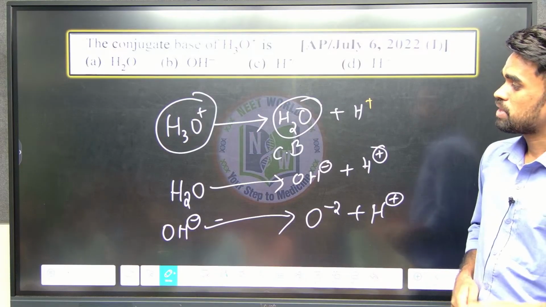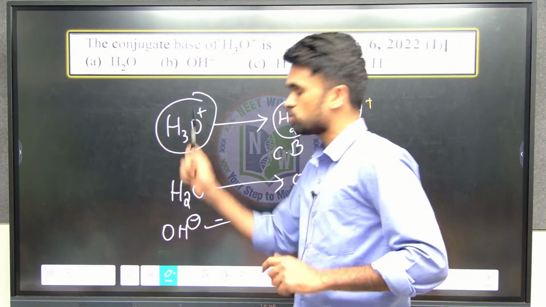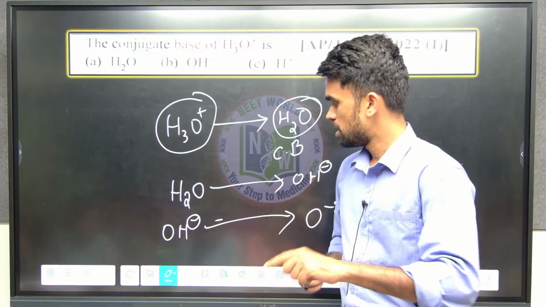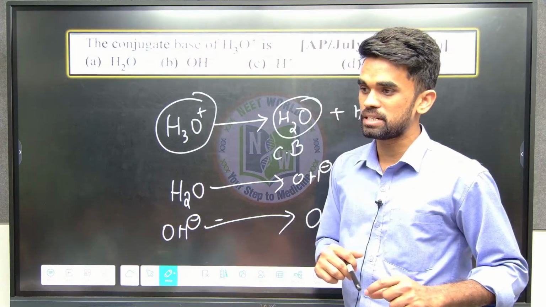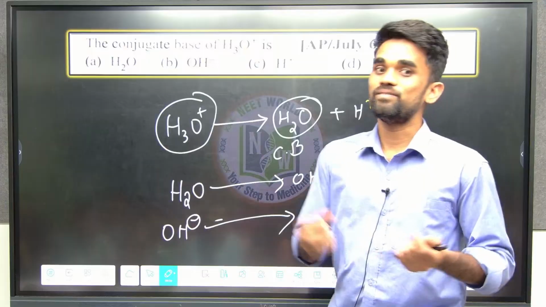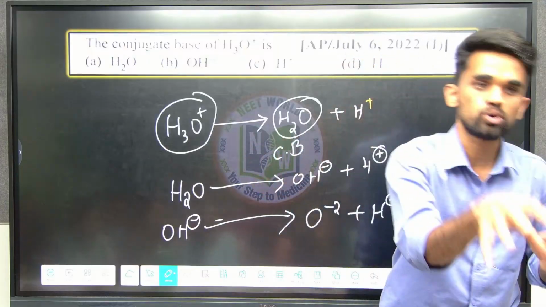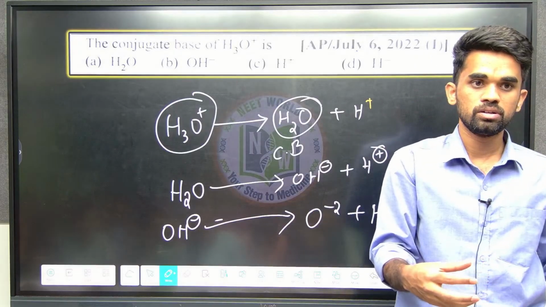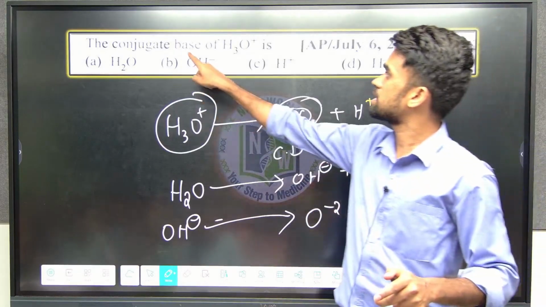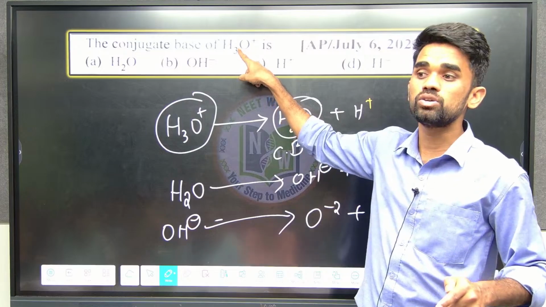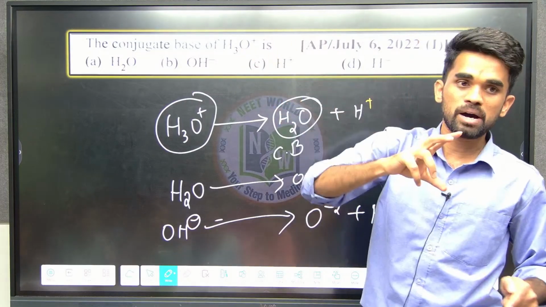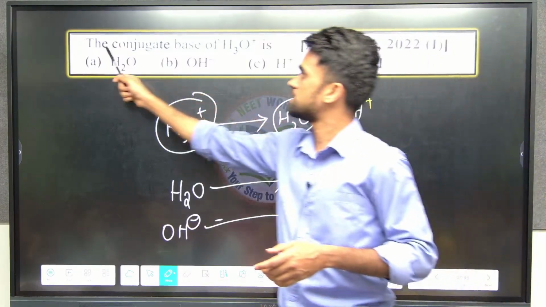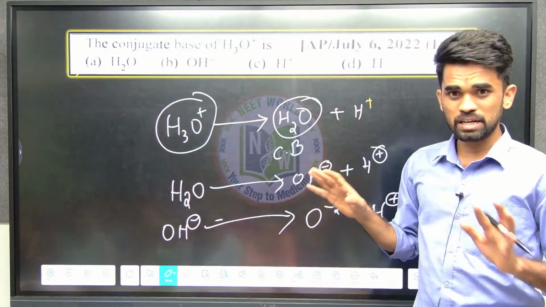Okay. Now, what is the conjugate acid of H2O? H3O plus. What is the conjugate acid of OH minus? See, when I use conjugate acid, add one proton. When I use conjugate base, remove one proton. That's clear. See, they are asking the conjugate base of this. What to do? The remaining part, H2O, is the conjugate base. So for this, this is the answer. Everyone clear with this concept?